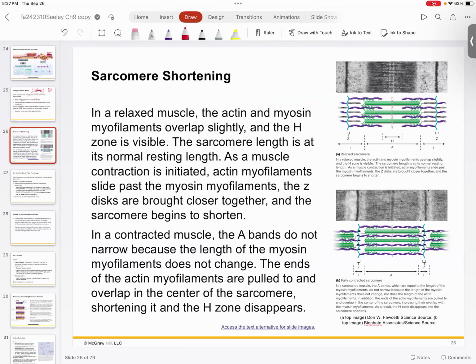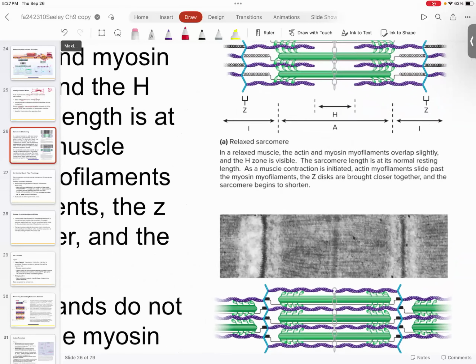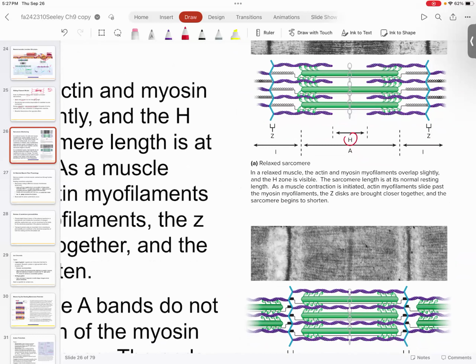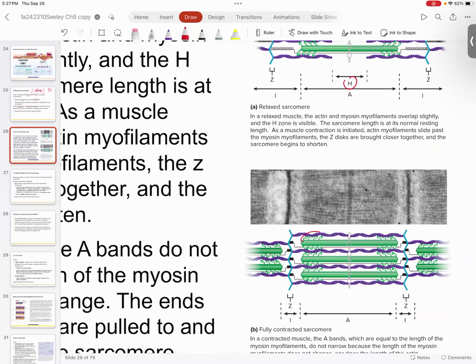So here you can see a relaxed sarcomere. You can see you've got a healthy H zone. So you have a good zone of overlap. So all of your myosin heads are attached now to your actin. And so once they pull, they're going to contract. Notice how the myosin heads have basically pulled away from the Z disc, pulling those actin chains in toward the centerpiece.